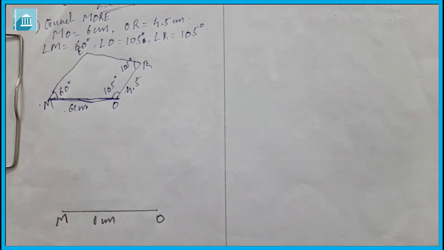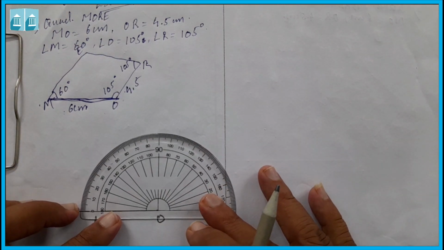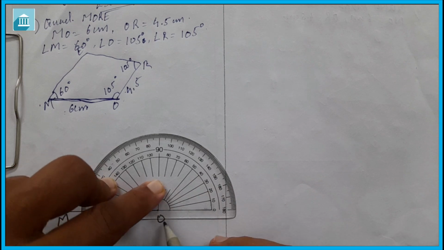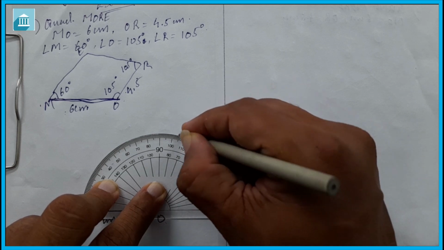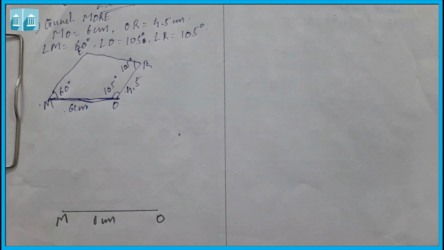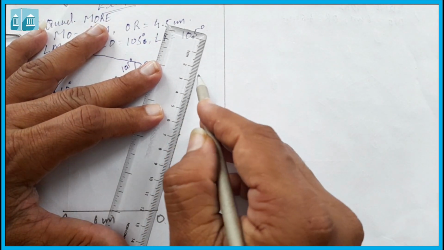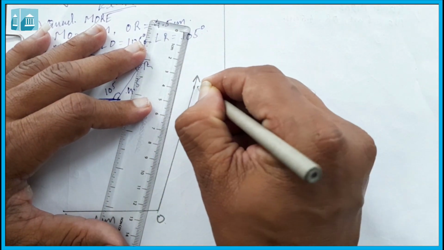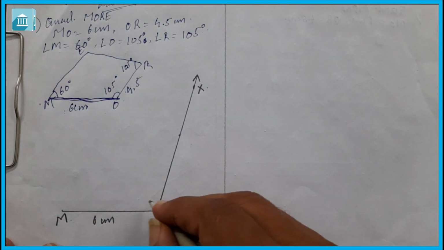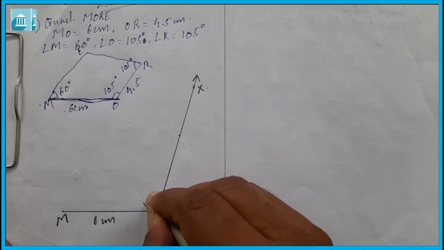Now angles are given, so we need to draw some angles. With the help of the protractor, which we use to measure or to draw angles, first we will draw angle MOX, 105 degrees. So it will be between 100 and 110. Let us draw it now. Let it be MOX, equal to 105 degree. Here we can write 105 degree.